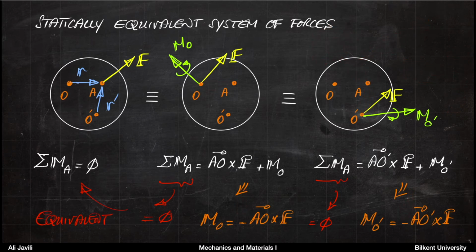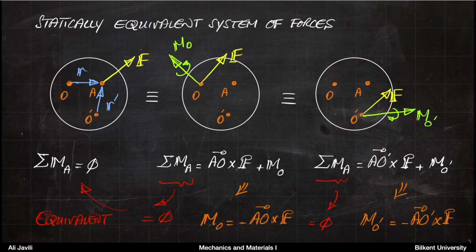Okay, so I think this should be kind of clear, or more clear than the previous lecture that we had. If you have different systems, you can call them statically equivalent if they have the same resultant force and resultant moment. And these three systems that we have here are statically equivalent based on what we just said.